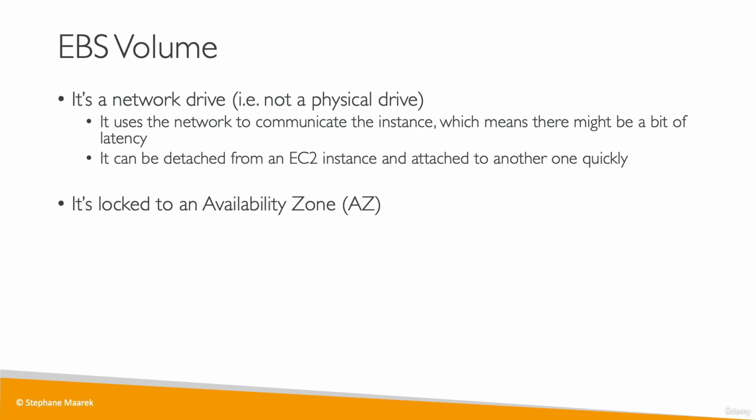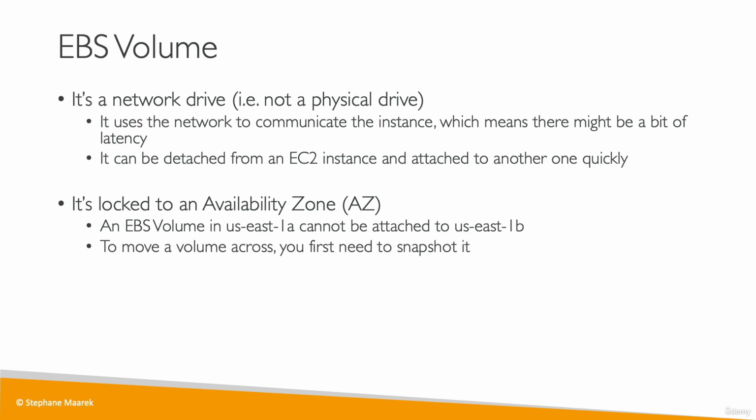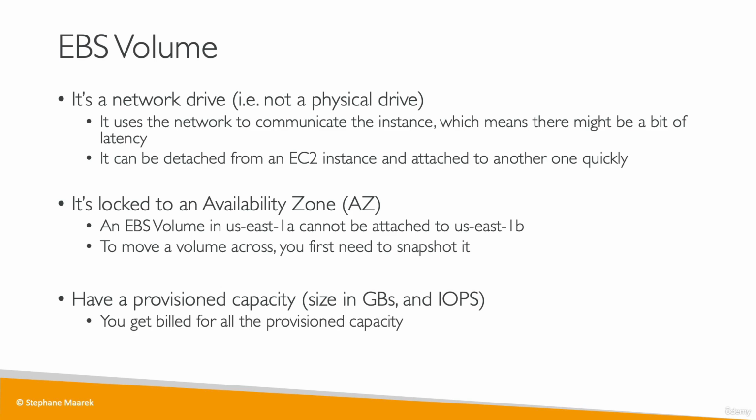EBS volumes are locked to a specific availability zone. That means that, as I said, if it's created in US East 1A, it cannot be attached to US East 1B, but we will see in this section that if we do a snapshot, then we are able to move a volume across different availability zones. And finally, it's a volume, so you have to provision capacity in advance. So you need to say how many gigabytes you want in advance, and the IOPS, which is I/O operations per second. And you're basically defining how you want your EBS volume to perform. You're going to get billed for that provisioned capacity, and you can increase the capacity over time if you want to have better performance or more size.